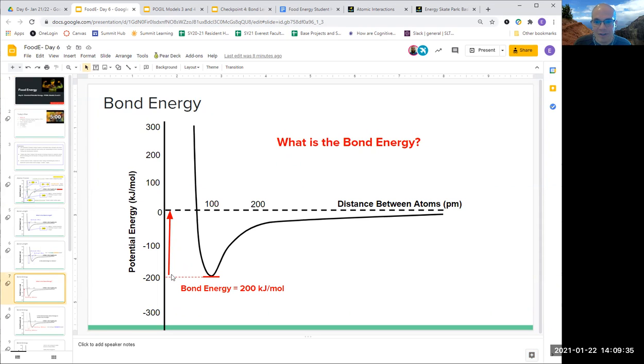One note to always keep in mind is that we talk about bond energies as positive numbers. Even though this crosses the y-axis at about minus 200, we will say this bond energy is 200 kilojoules per mole, not minus 200. So it's always a positive number.